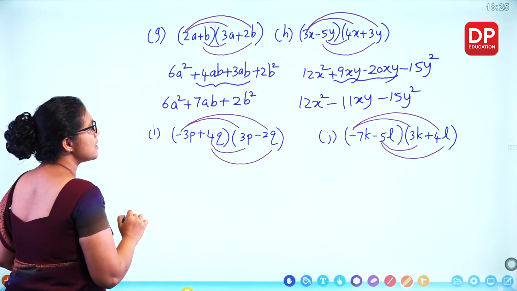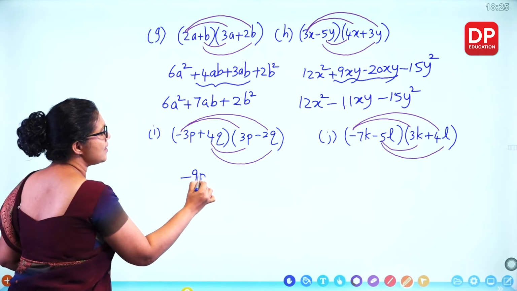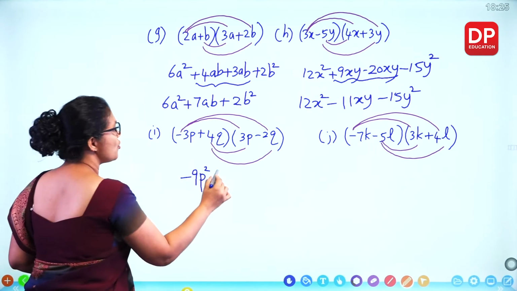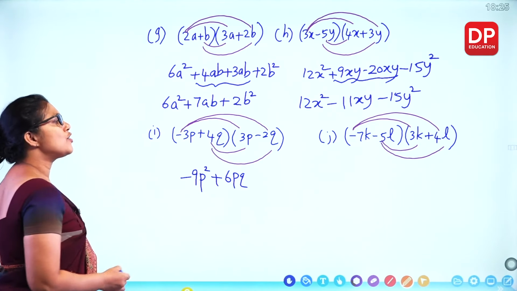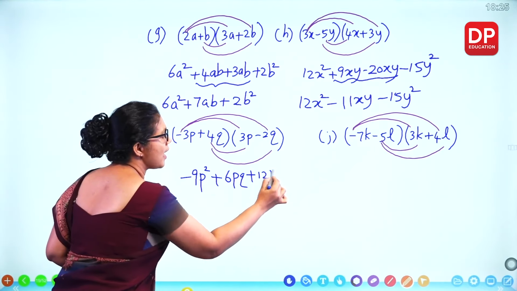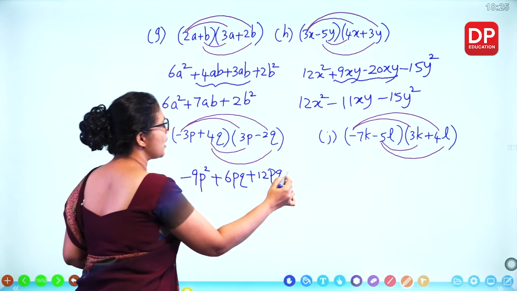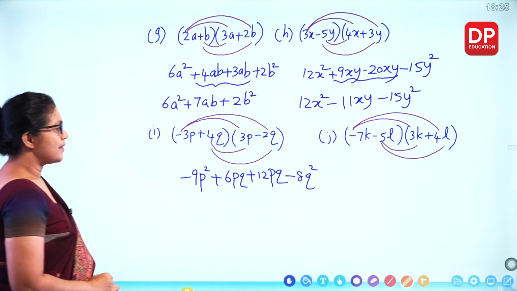Now this one, minus 3 times 3p times 3p, so you get minus 9p squared. Minus 3p times minus 2q, so you get plus 6pq. 4q into 3p, you get 12qp, or you can write as pq. 4q times minus 2q, you get minus 8q squared.